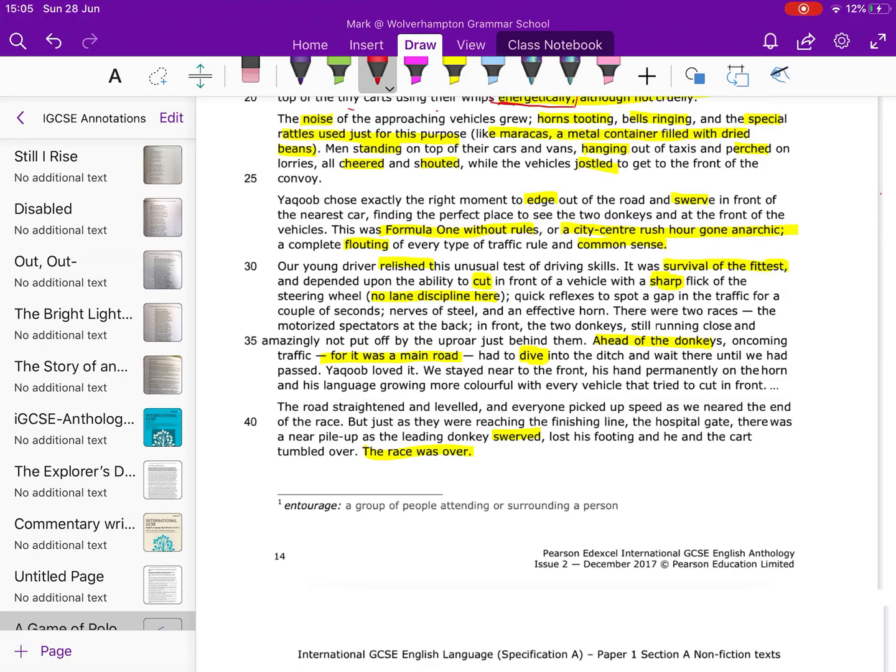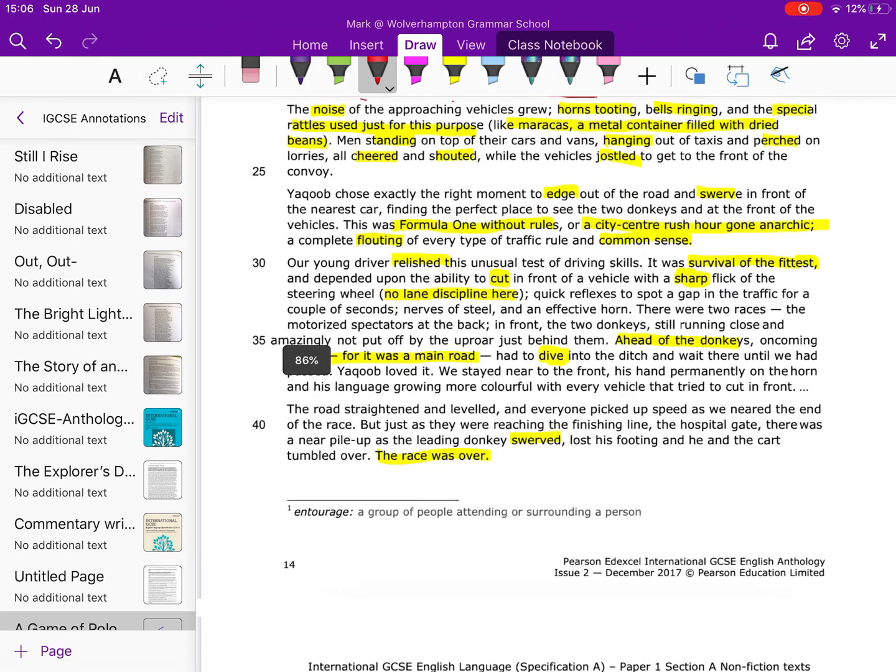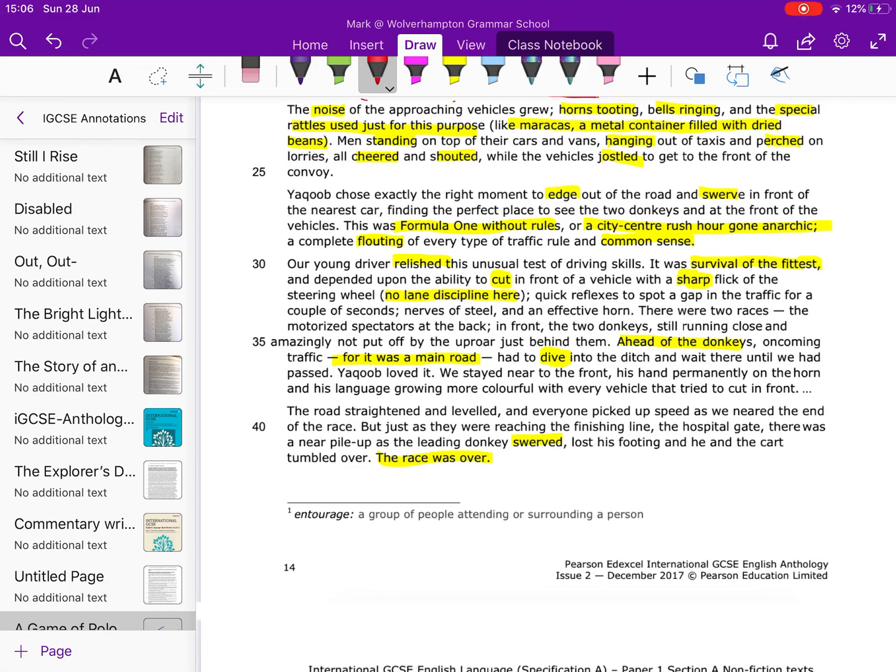Hello, welcome back. So here's part two of the video explaining the language and structure techniques used in Emma Levine's extract from A Game of Polo with a headless goat. So we're up to the point in the race where the two donkeys and the entourage, the crowd of spectators in vehicles following behind, have just arrived.